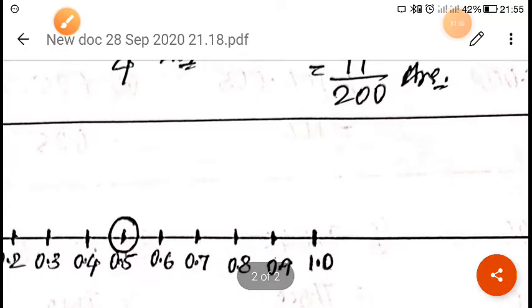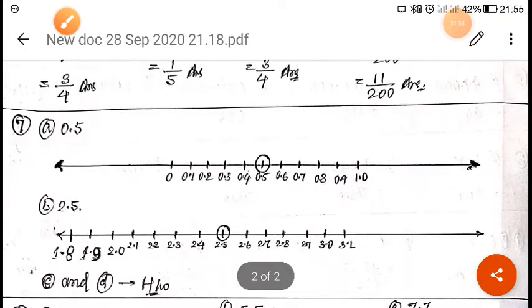Now next is question number 7. You have to represent the following on a number line. So it is very easy. As you can see, we have learned this, right? How to represent the following on a number line. So 0.5 is there, means 5 by 10 is there.